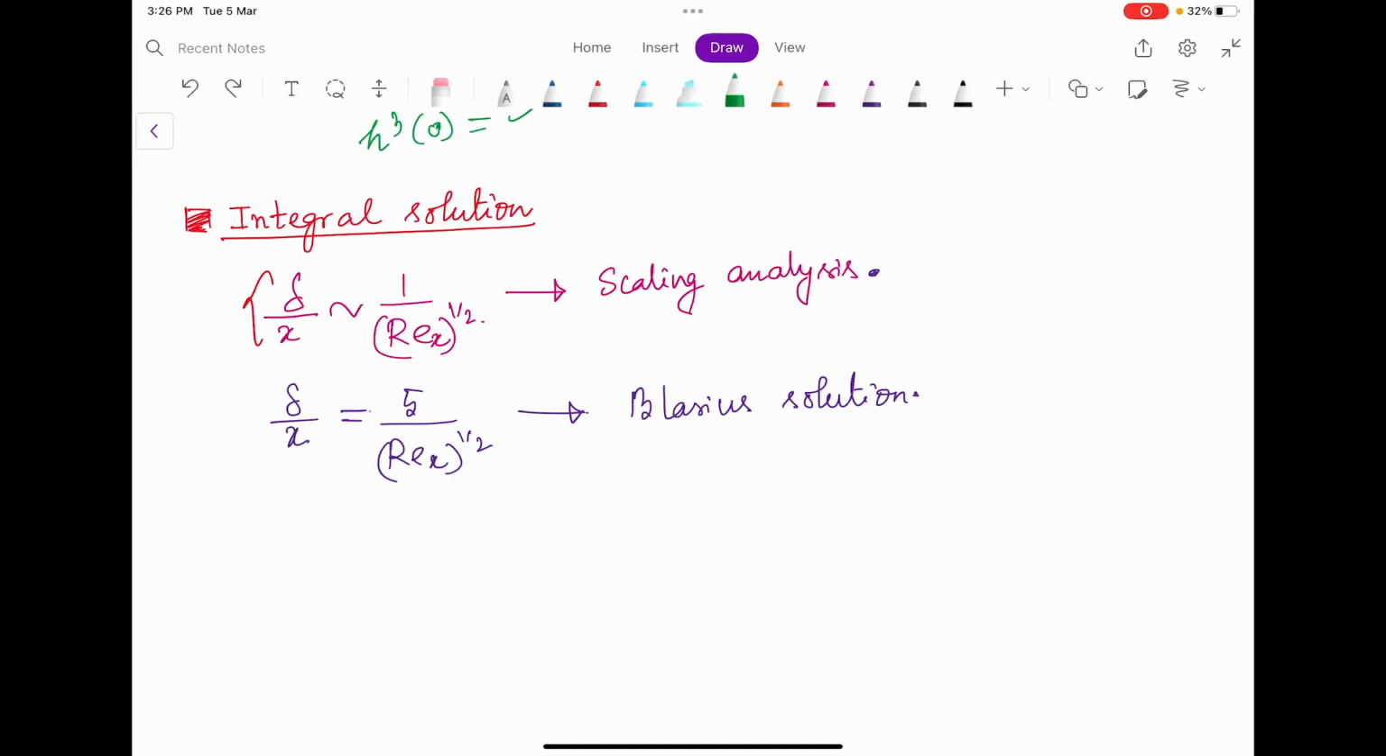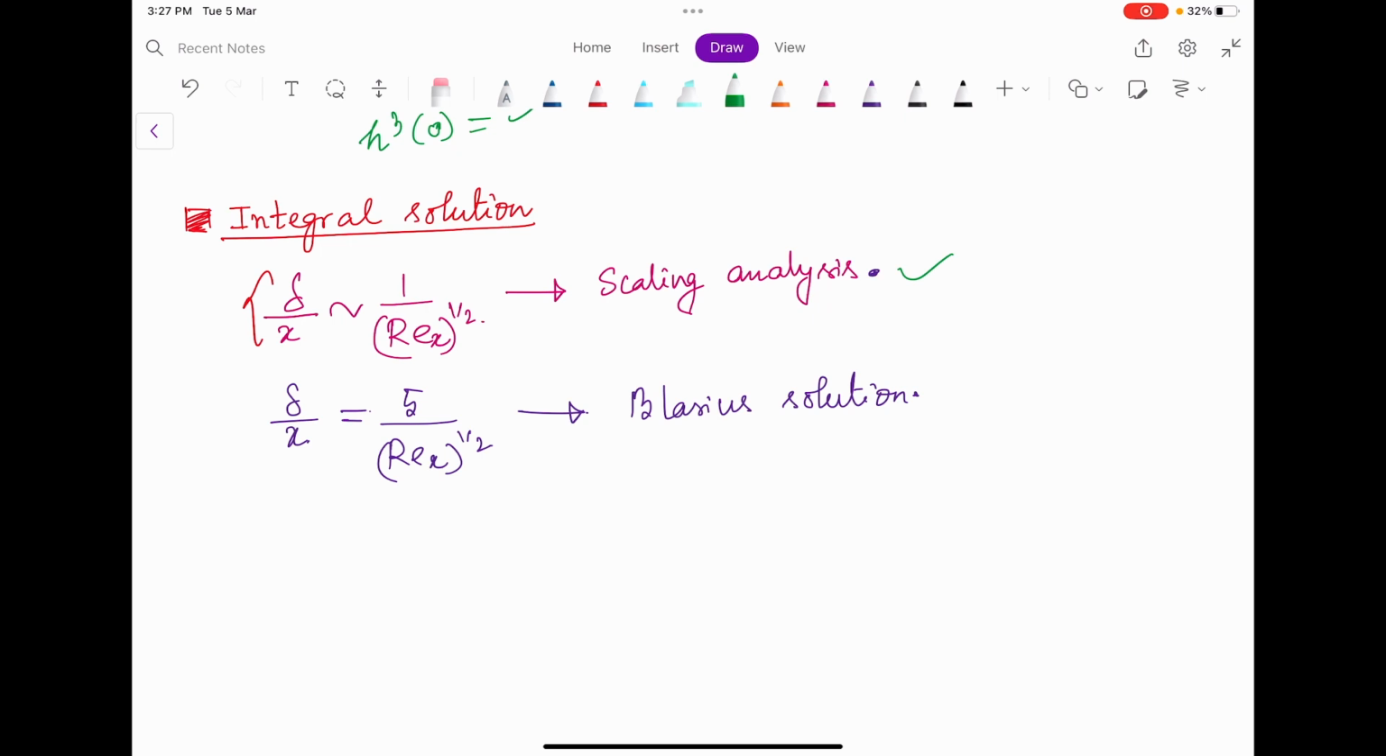I apologize for the delay. There was some technical glitch because of which I had to stop. So let us continue again. What I was saying is that we got from scaling analysis that delta by x is of the order of 1 by Rex to the power half, and by the Blasius solution we got the exact value of the constant, that is 5.